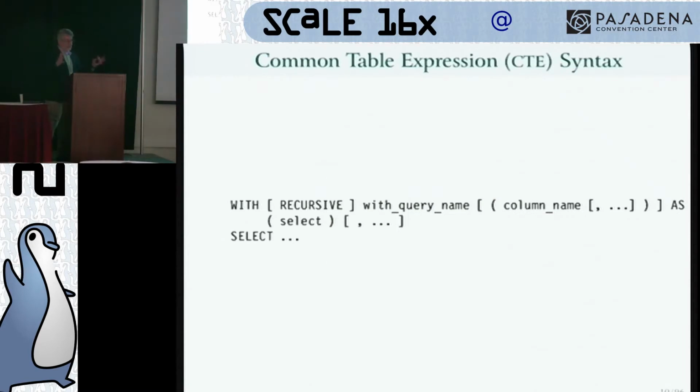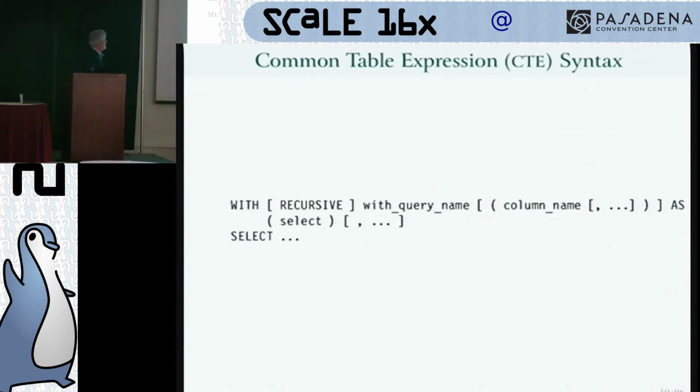This is the common table expression syntax. Looks very simple. Effectively, the word that always starts a common table expression is the word with. So the word with basically indicates I'm about to start a common table expression. Then you have an optional keyword called recursive. I'll talk about what that means in a minute. And then we have a query name we have to supply. Then we have optional column names right here.